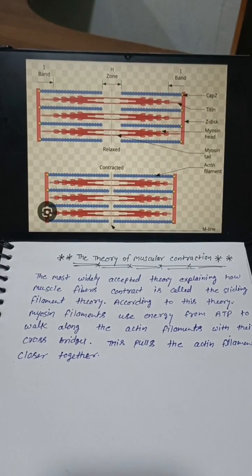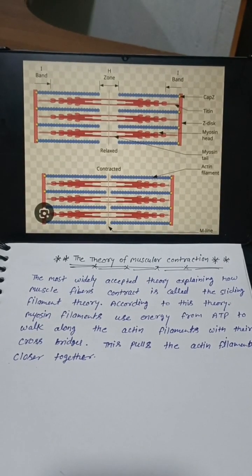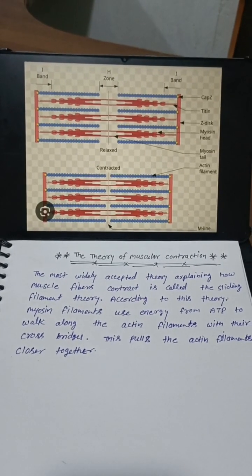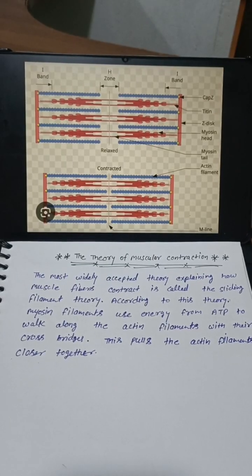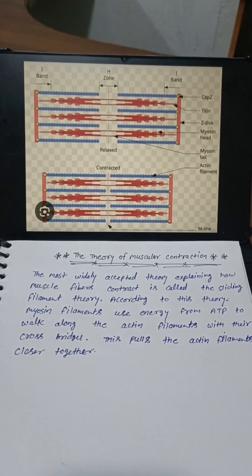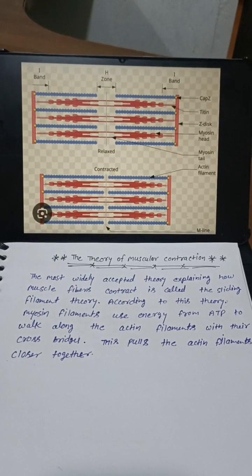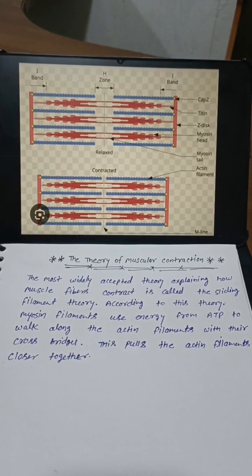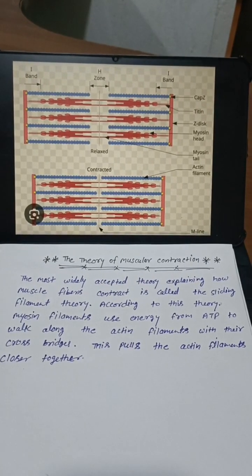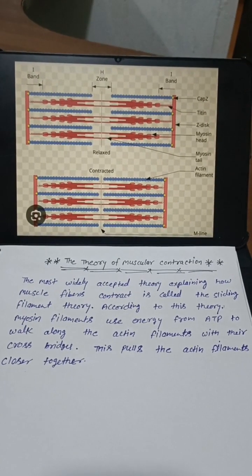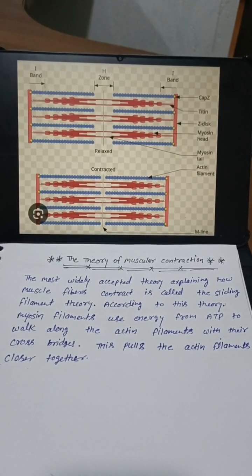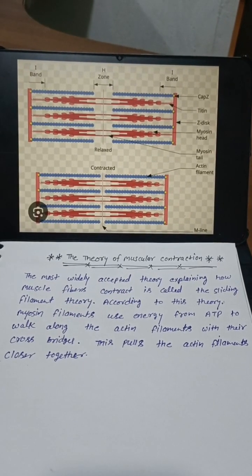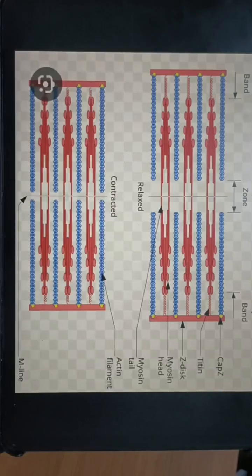Today my topic is the theory of muscular contraction. The most widely accepted theory explaining how muscle fiber contracts is called the sliding filament theory. According to this theory, myosin filaments use energy from ATP all along the actin filament with their cross bridges, which pull the actin filaments closer together.